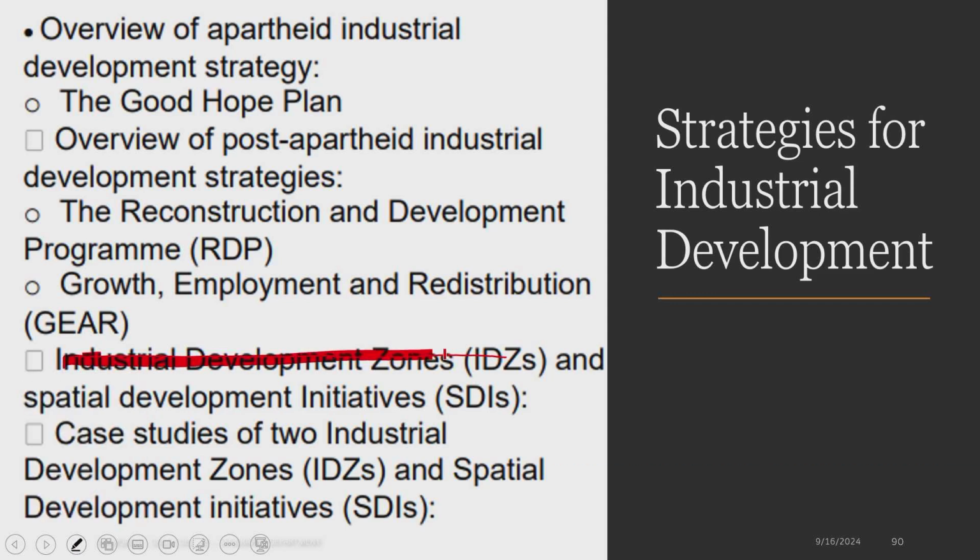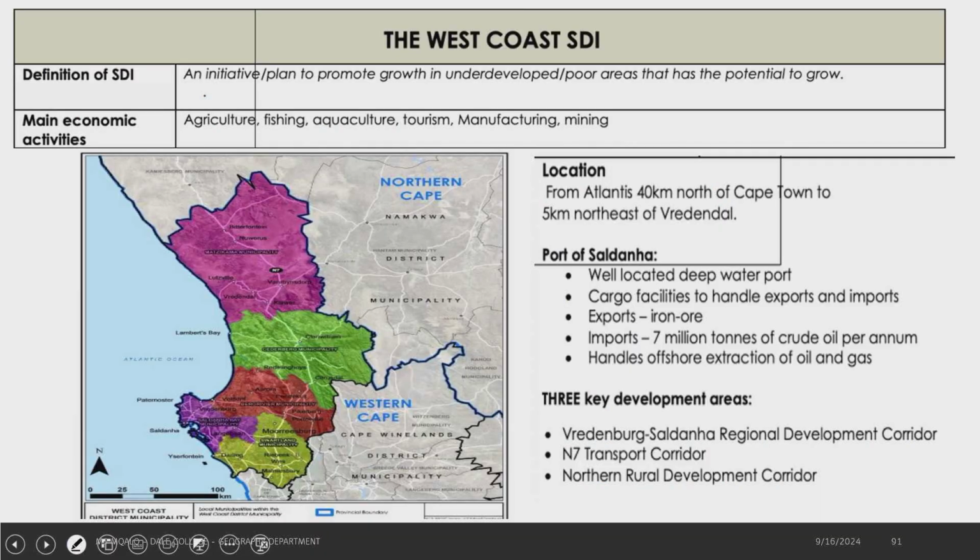Your industrial development zones, as well as your spatial development initiatives, okay? So these are the ones which we are currently focusing on to ensure sustainable economic development. The West Coast SDI, which is a spatial development initiative. What is a spatial development initiative? It is an initiative plan to promote growth in an underdeveloped area that has potential to grow.